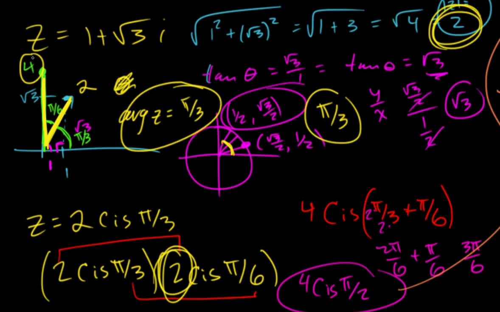Okay, and the last part on this one, what transformations have taken place when multiplying z by 2 cis pi sixth? So we dilated by a factor of 2, and then we rotated counterclockwise by pi sixth.